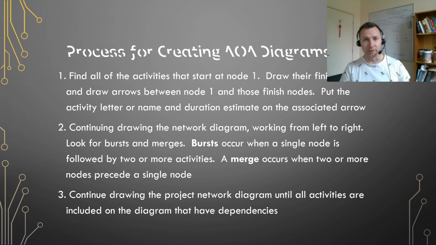You identify the activities that start at node 1 and you draw the nodes that they finish on. Then draw arrows between node 1 and their finish nodes. Name each arrow and give an estimation for completion, how long it takes, and keep doing that until you're done. Remember that a burst is where one node leads to more than one activity, and a merge is where two or more activities merge into a single node. You should have all of your arrowheads facing towards the right, and no arrows should cross.